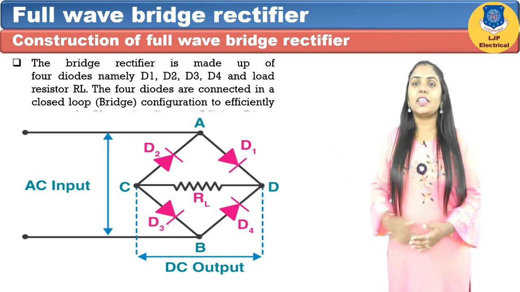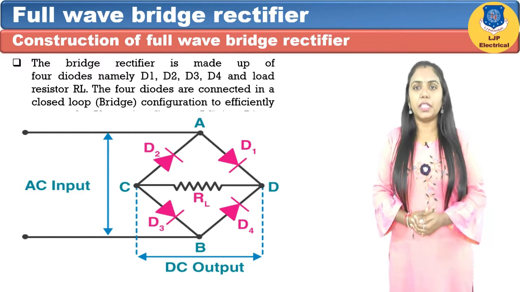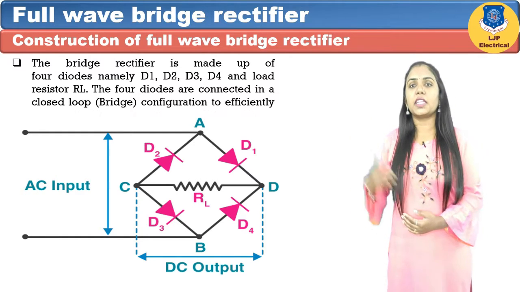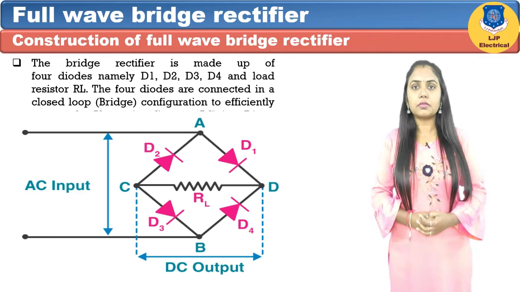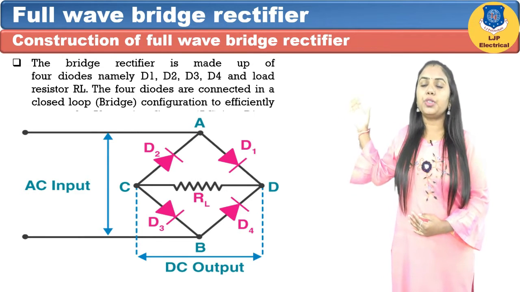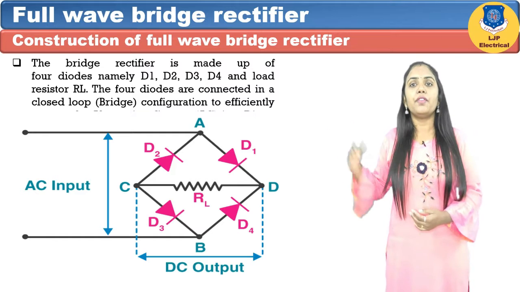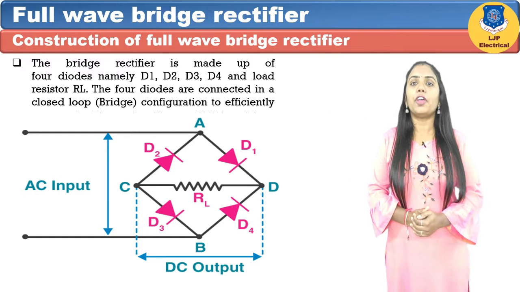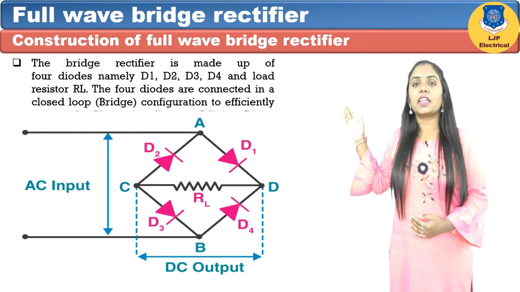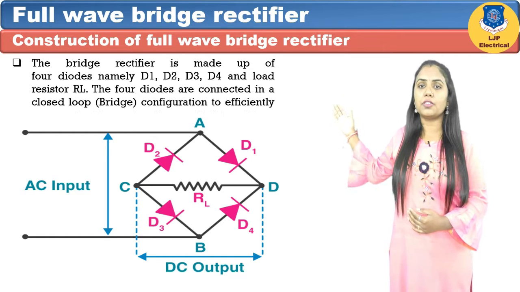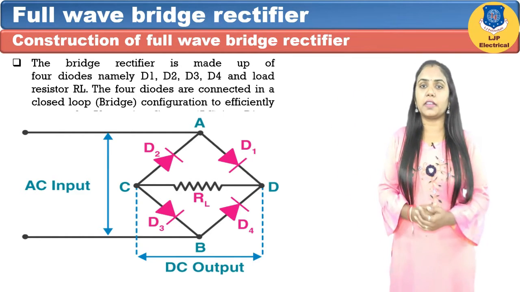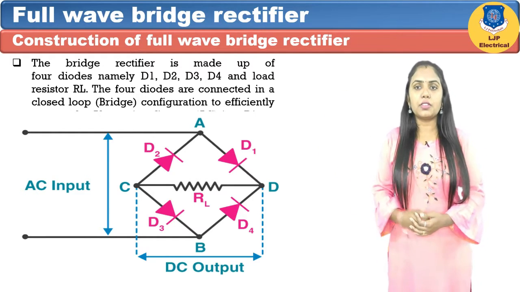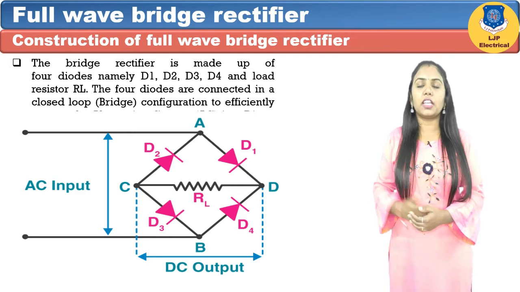The input AC signal is applied across two terminals A and B, and the output DC signal is obtained across the load resistance RL, which is connected between the terminals C and D. The four diodes D1, D2, D3 and D4 are arranged in series with only two diodes allowing electric current during each half cycle. For example, diodes D1 and D3 are considered as one pair which allows electric current during the positive half cycle, whereas diodes D2 and D4 are considered as another pair which allows electric current during the negative half cycle of the input AC signal.